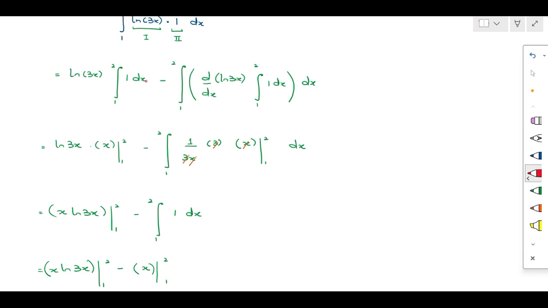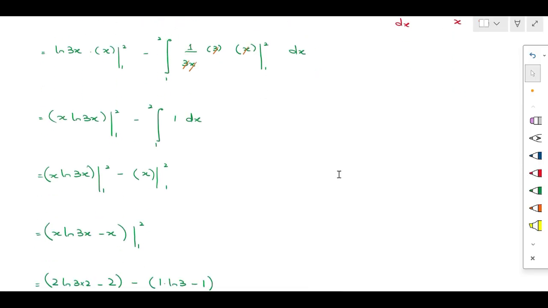So the integration of 1 with respect to x is just x. The derivative of natural log is possible. d/dx of natural log of x is 1/x. Okay, so it is 1/(3x) and the 3x derivative is 3, and this integration with x is just x, right? 3 is cancelled with 3, x is cancelled with x, just 1 is left again. The integration of 1 with respect to x is x.